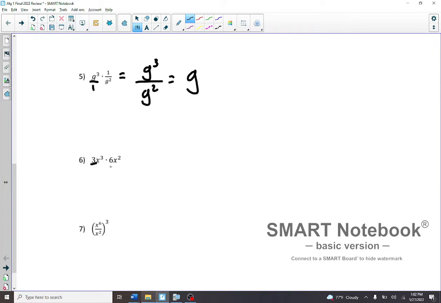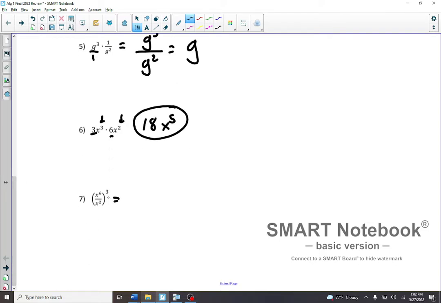When you have normal numbers, you multiply normally, so 3 times 6 is 18, while the exponents, you add them. So x to the third times x to the second is x to the fifth. Here, I would do the inside first, so x to the 6th divided by x to the second is x to the 4th. That to the third power is x to the 12th.